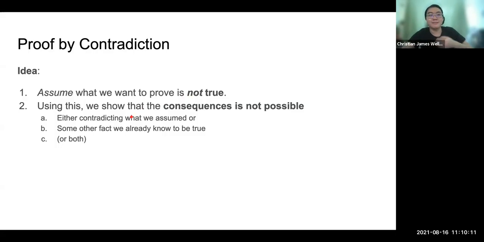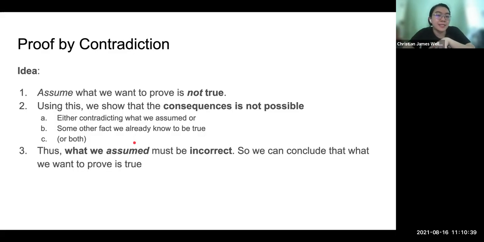So maybe we say that x is even. Then along the lines, we conclude things, and suddenly our conclusion leads us to x is odd. Okay, that's contradictory. Or maybe it contradicts some other facts we already know to be true. Like maybe by assuming this, suddenly you deduce that 1 is equal to 0. Okay, something like that. Or maybe both, right?